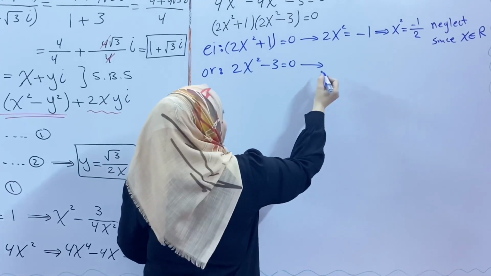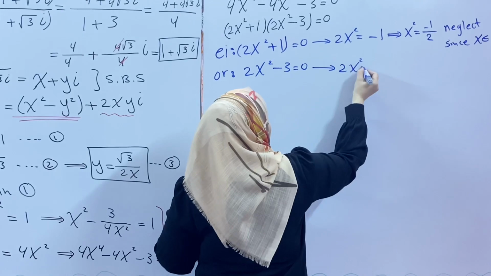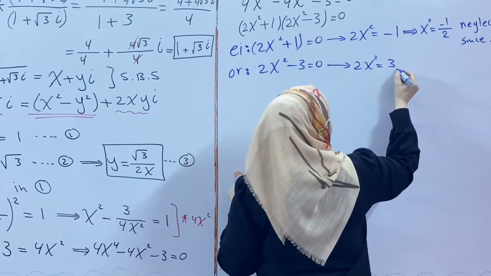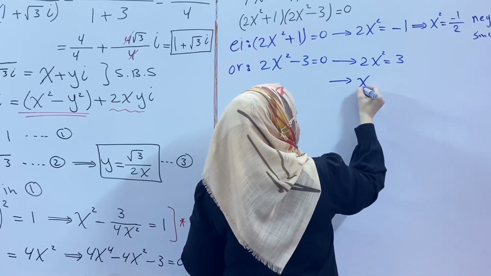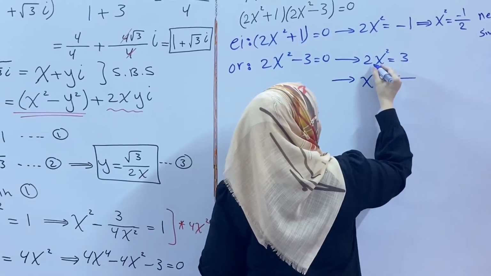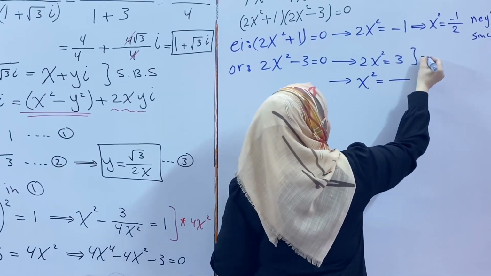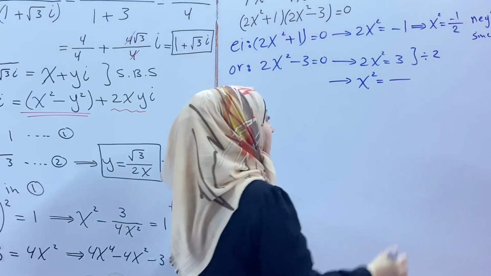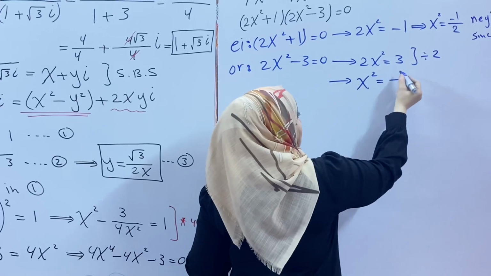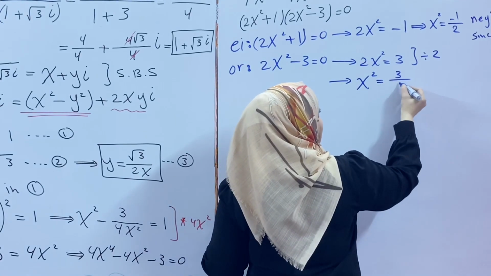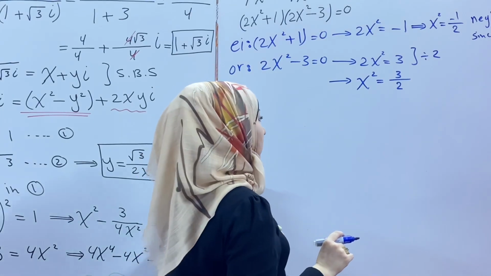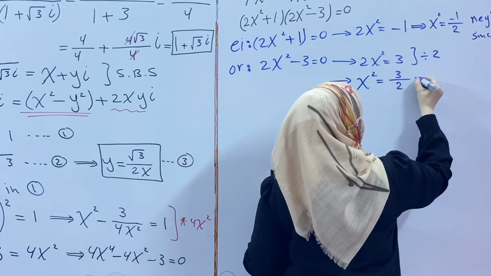That means 2x squared equals positive 3. And that means x squared equals... I will divide both sides by 2 to get the values of x. x squared equals 3 on 2. Okay, and now I will take the square root for both sides.